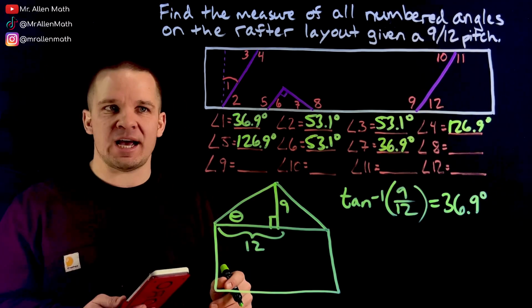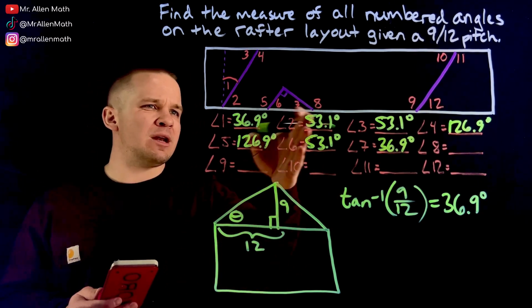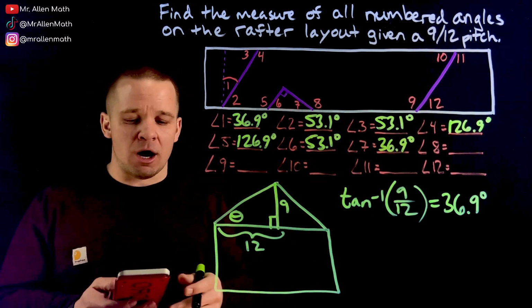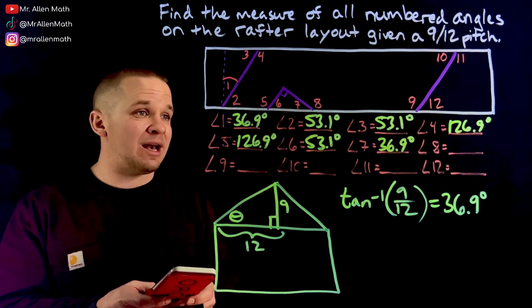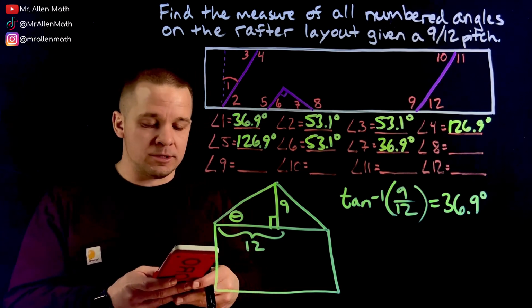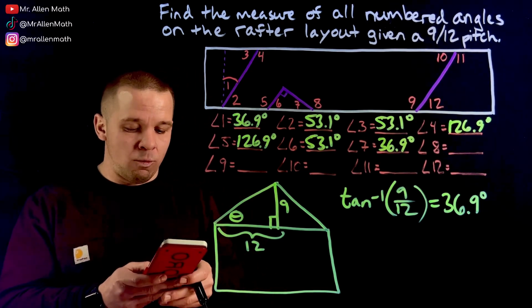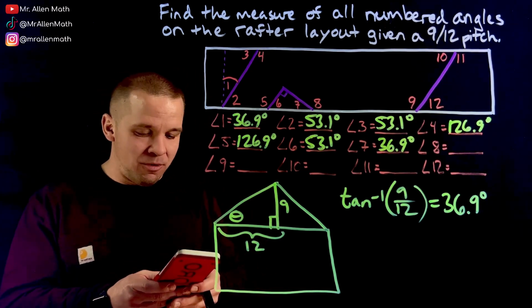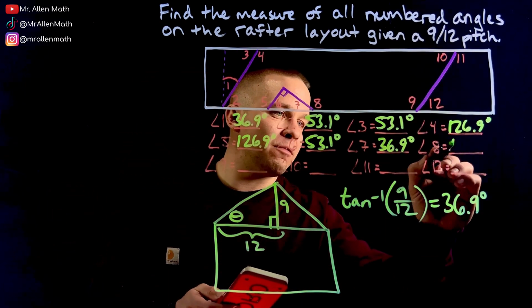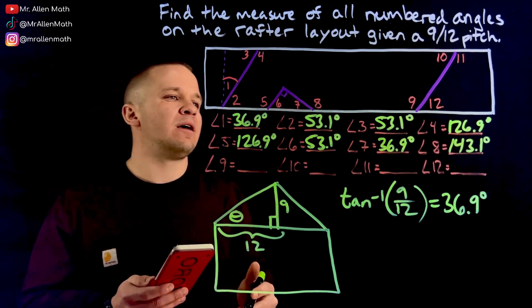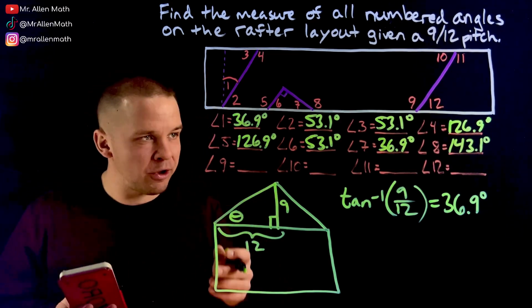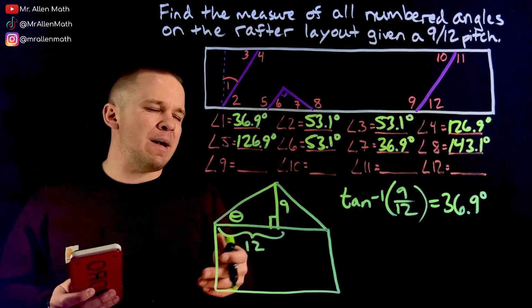Wonderful. Fantastic. All right. How about number 8? Well, 8 and 7 are going to be supplementary to each other. So then we can take 180 minus that 36.9. Whoops, I hit something weird. Hold up. 180 minus 36.9, I get 143.1 degrees. Lovely. All right. We're almost done, man. We're 2/3 the way done. Nice. Little math. Little side math.